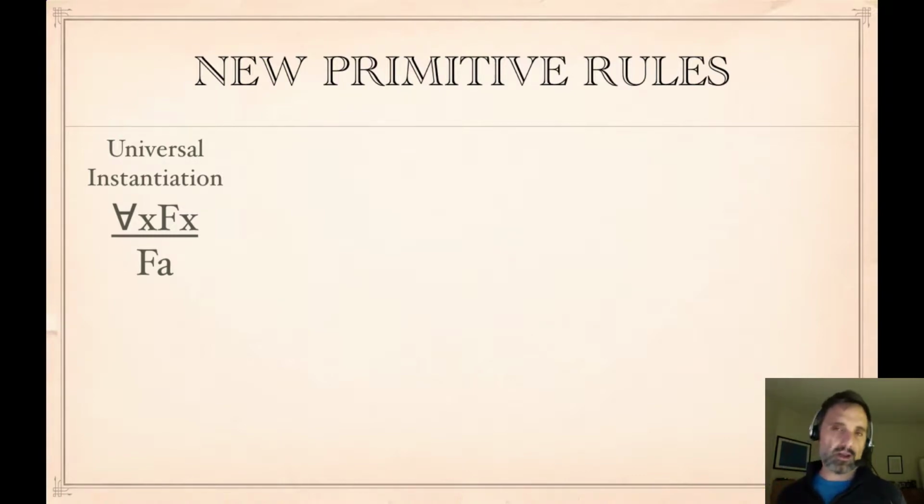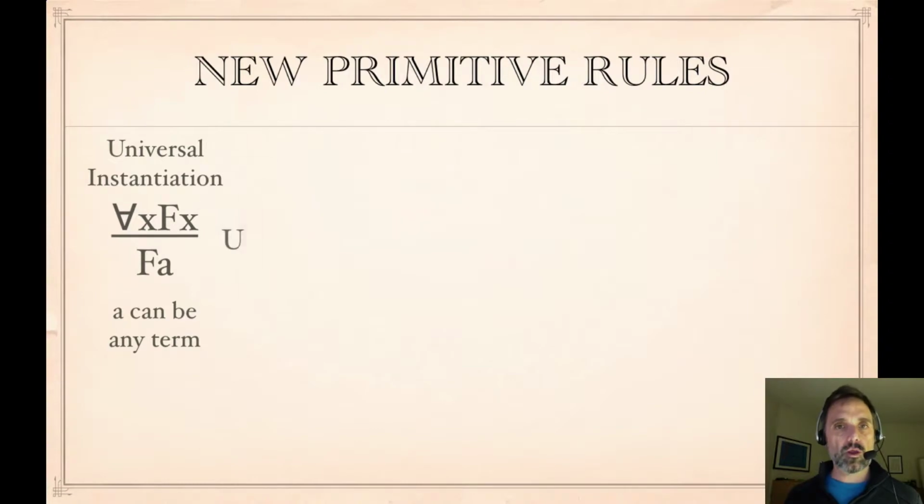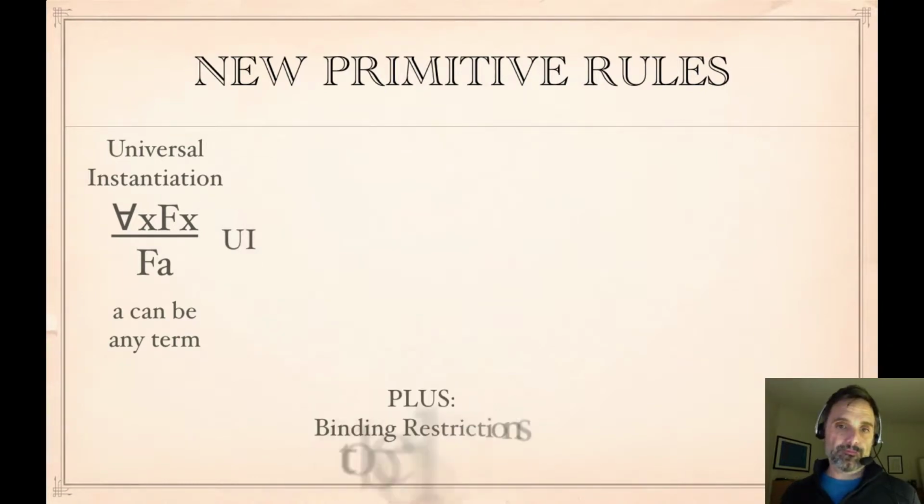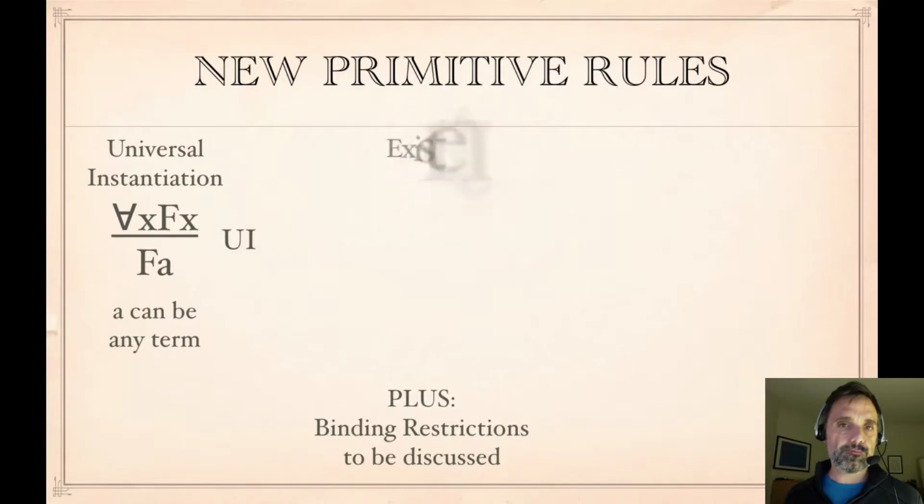so it could be like for all x, if Fx then Gx. And a can be any term, so a can be either a name or a variable, whichever one you want. And it's abbreviated as UI. There are some binding restrictions on this rule, which I'll talk about in a little while. Actually, I'll talk about those in the next video.